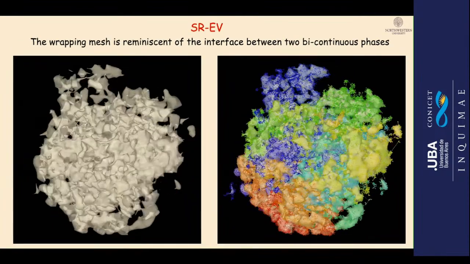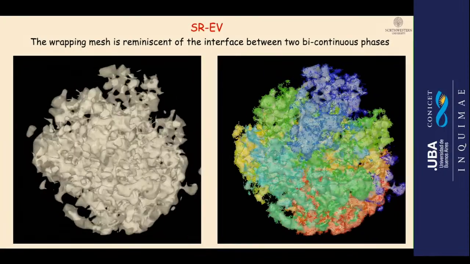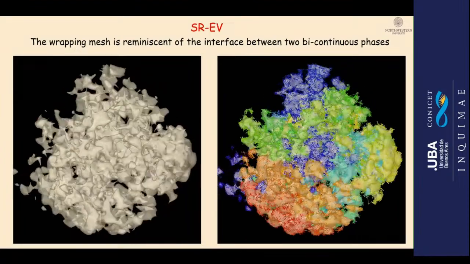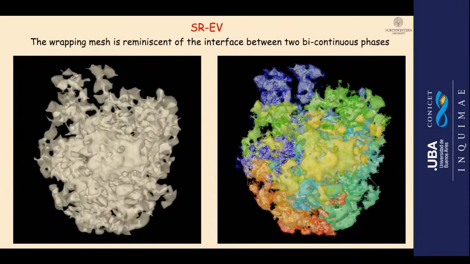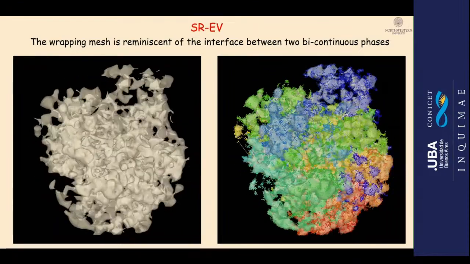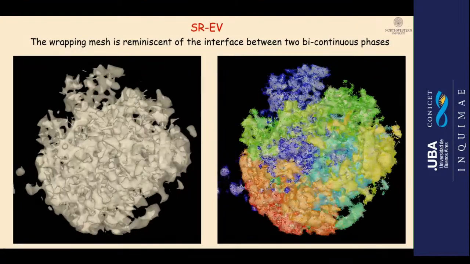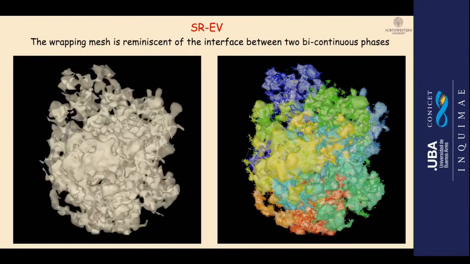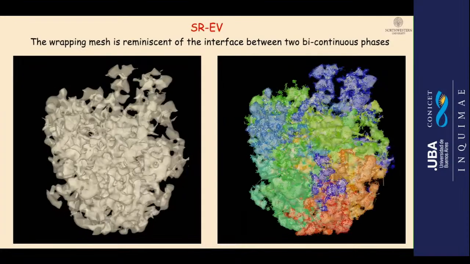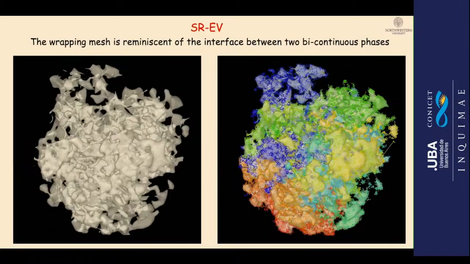It is very difficult to visualize in 3D. Using a cross-sectioning method is helpful. Here we wrap the model chromatin with a mesh created with the alpha-shape method. Looking at the entire structure of the mesh, we see that it is reminiscent of the interface between two quite continuous spaces.